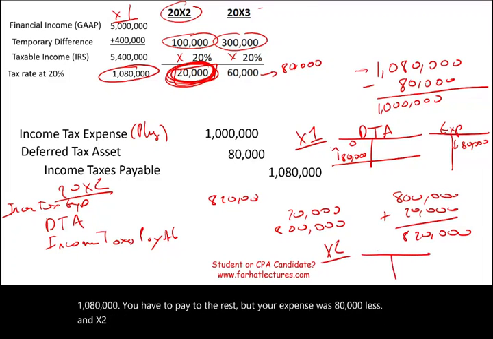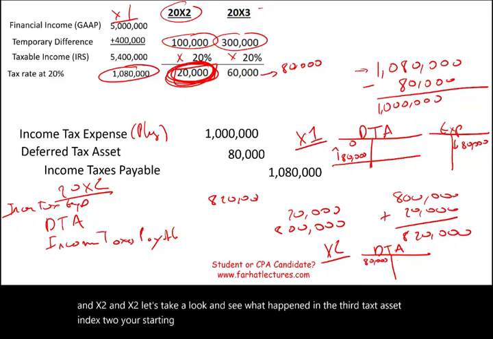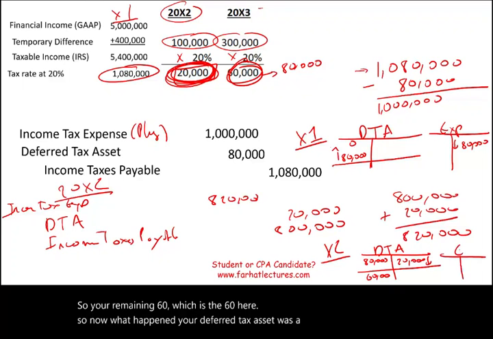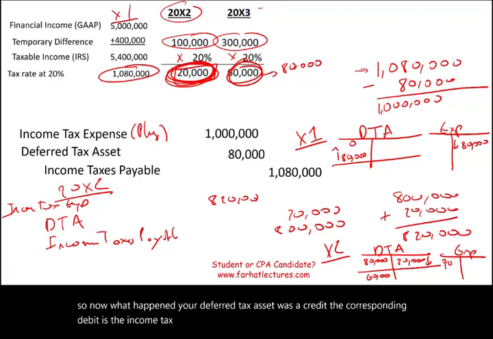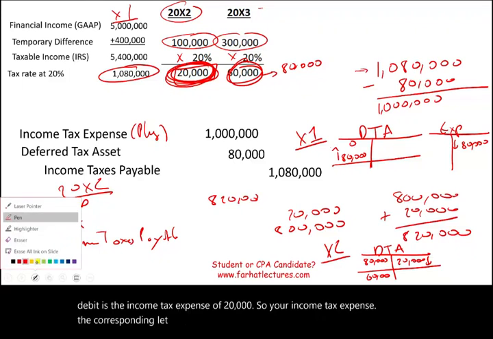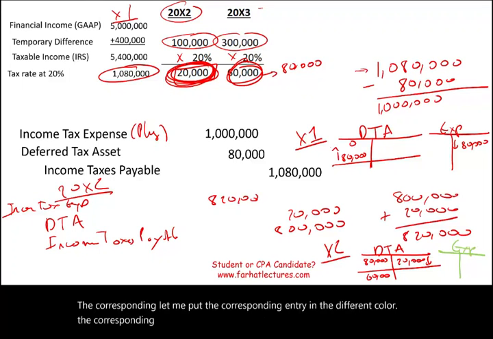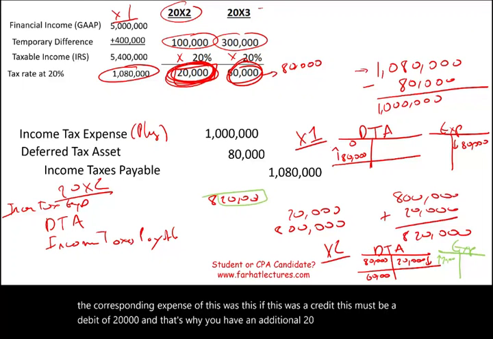In X2, let's see what happened in the deferred tax asset. Your starting balance was 80, and now we have to reduce it by 20. So now your remaining balance is 60, which is the 60 here. Your deferred tax asset was a credit, and the corresponding debit is the income tax expense of $20,000. Let me put the corresponding entry in a different color. If this was a credit, this must be a debit of $20,000, and that's why you have an additional $20,000 in income tax expense.